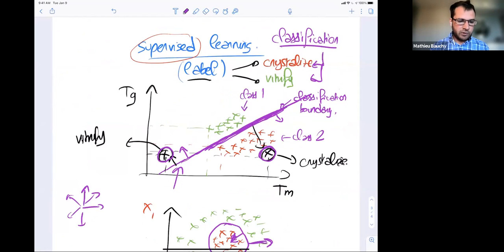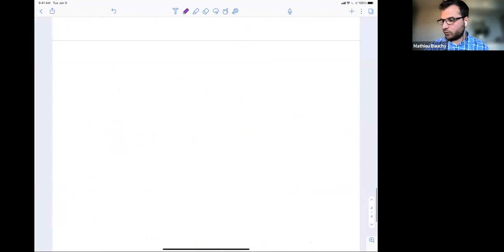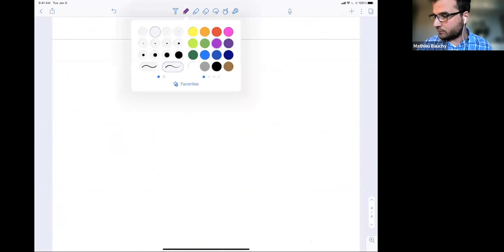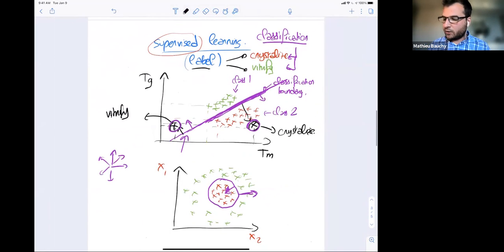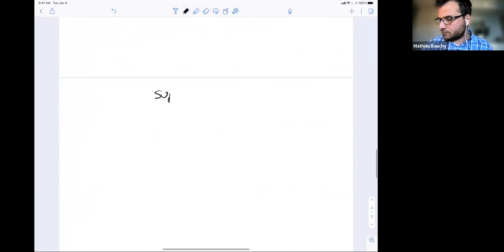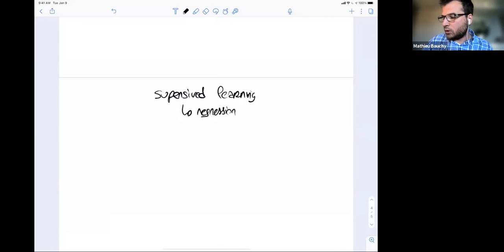Okay, so let's move to the last type of supervised learning that we haven't talked about yet, which is the case of regression. So what we talked about here is supervised learning, where you want to predict a category. You want to predict, does it crystallize or does it vitrify? Now let's talk about the last case, which is supervised learning, but this time regression. Regression is when you want to predict something. So you have a label, but you want to predict a number. You don't want to predict a category.